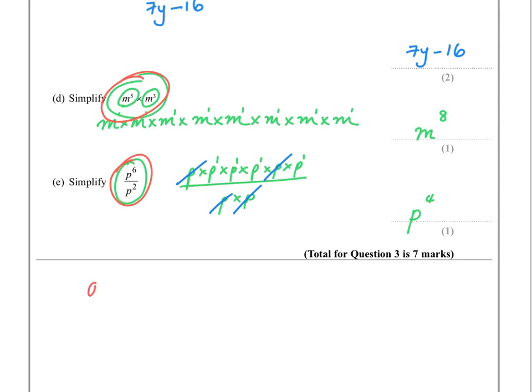Now, usually this is just testing the indices that you should know. If you have a to the n times a to the m, then that's always going to be a to the n plus m. And if you have a to the n divided by a to the m, then you're always going to have a to the n minus m. Okay, so that's testing those two.